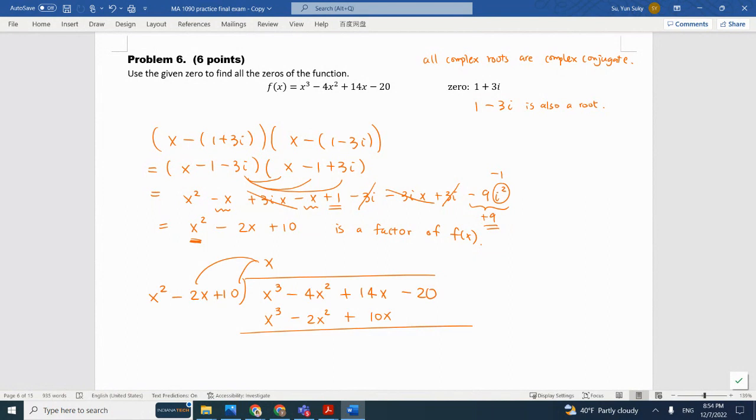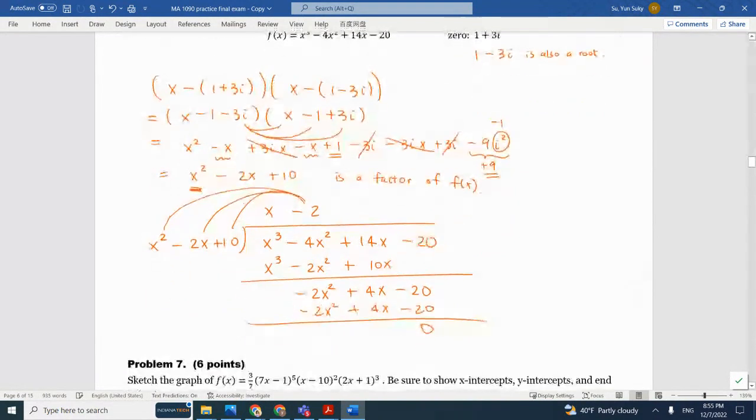Use the first line, subtract the second line. X cubed cancel. Negative 4x squared minus negative become plus 2x squared. We get negative 2x squared. 14x minus 10x is 4x. And then negative 20. Okay? And what multiply by x squared to get negative 2x squared? Well, negative 2. So negative 2 times x squared, negative 2x squared. Negative 2 times negative 2x is 4x. Negative 2 times 10 is negative 20.